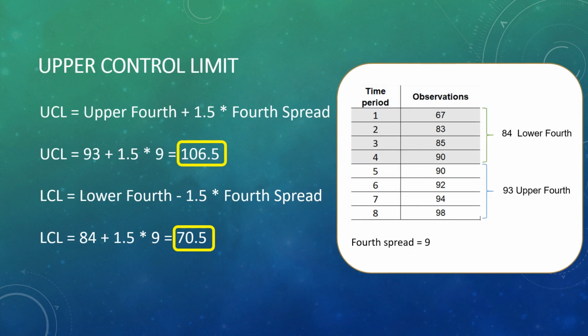Next, we calculate the upper control limit. The upper control limit is the upper fourth plus 1.5 times the fourth spread. This gives us 106.5. The lower control limit is the lower fourth minus 1.5 times the fourth spread, giving us 70.5.